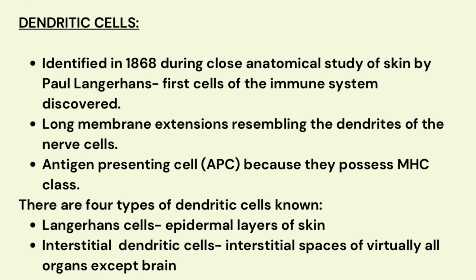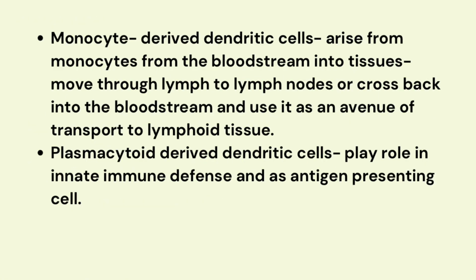There are 4 types of dendritic cells known. Langerhans dendritic cells. They are found in the epidermal layers of skin. Then there are interstitial dendritic cells. They are present in the interstitial spaces of all organs except brain. Monocyte derived dendritic cells. They arise from monocytes that have migrated from the bloodstream into tissues. From the tissues, they can move through lymph to lymph node and then cross back into the bloodstream, and then they are transported to lymphoid tissue.